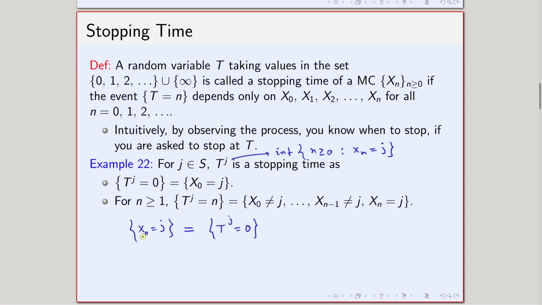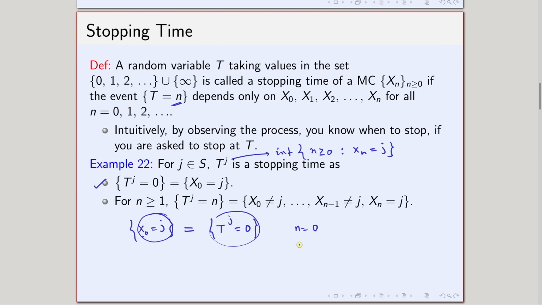So if I observe X_0 equals j, I can tell that T_j equals 0. So T_j equals 0 is completely specified by, and depends only on, X_0 equals j. It does not depend on what the future values are. In this case I have taken n equals 0, and T_j equals 0 is the same as X_0 equals j. So this is completely dependent on this particular event, and so this holds true.